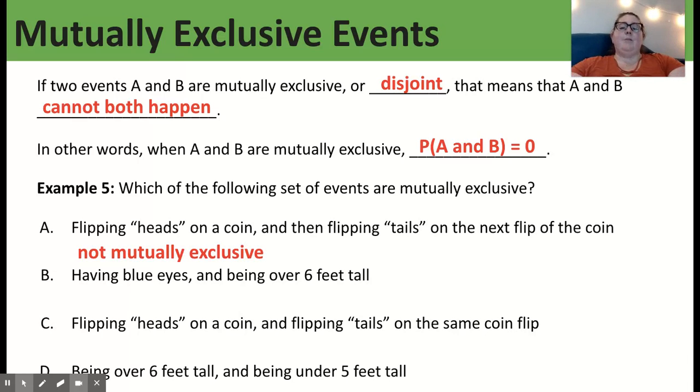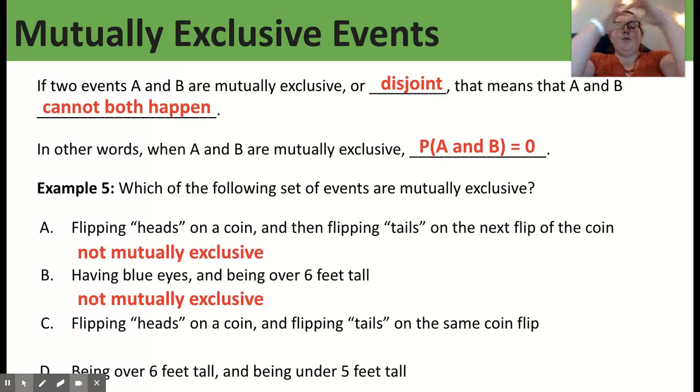Part B, having blue eyes and being over 6 feet tall. So again, the question is, can you be both? Can someone have blue eyes and be over 6 feet tall? Well, sure. I mean, I don't know anybody personally, but I'm sure that they exist. So because both of those things can happen, that would not be mutually exclusive. Think of mutually exclusive as meaning that they are excluding each other. So they can't both happen. And that's not the case here.